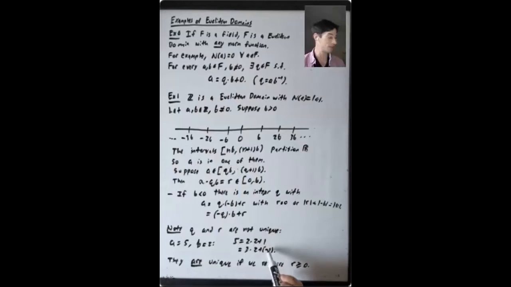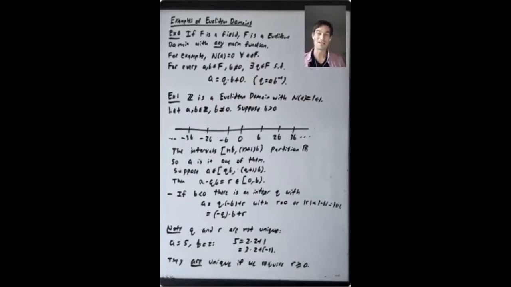Negative 1 is an integer, and the norm of negative 1 is less than the norm of 2. So we're getting two different representations of 5 in the form that the division algorithm promises us. So there's no uniqueness here, but you get uniqueness if you put in another assumption and you say that R has to be greater than or equal to 0. Okay, so there's just something to think about here that I want you to be aware of.